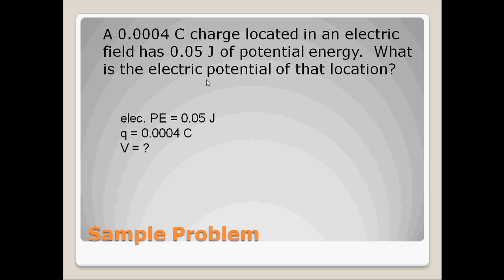Now, here's what I know. I know the electric potential energy. I know the charge. I'm trying to find the potential. I've got a handy little formula on my side. Plug it in. I determined then that the electric potential at that location is 125 volts. And that is a number that's going to be the same for all test charges that come through, no matter how many coulombs of charge they may possess.